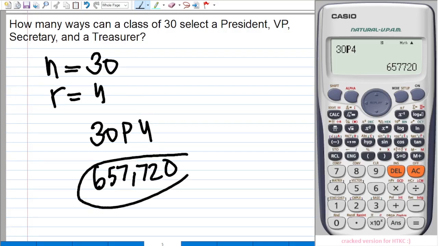30P4. So the answer is 657,720. So that's it. You can solve a permutation problem within 1 minute if you know the shortcut using a calculator. So that's how you solve permutation problems.